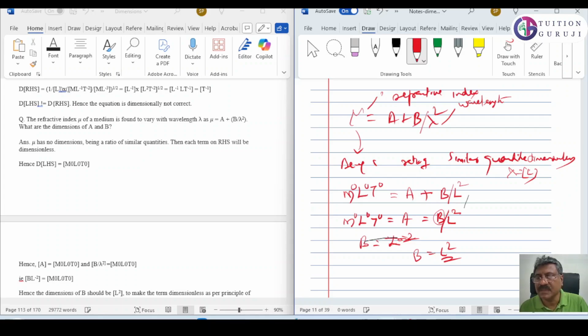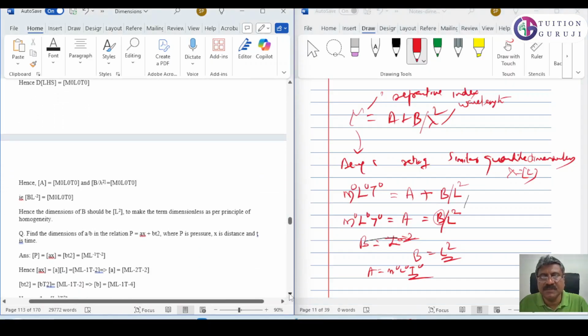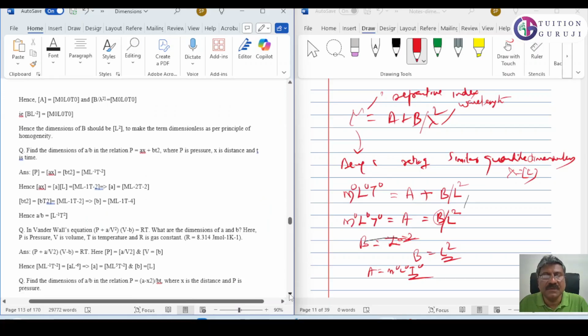Similarly, A is dimensionless. M is 0, L is 0, T is 0. A is dimensionless, as per the principle of homogeneity.